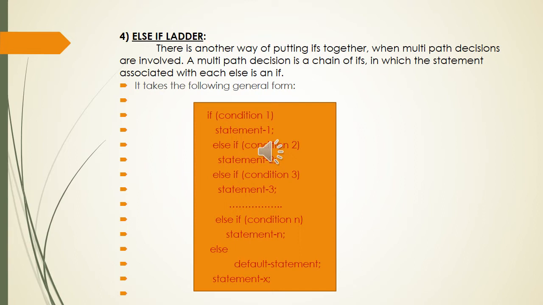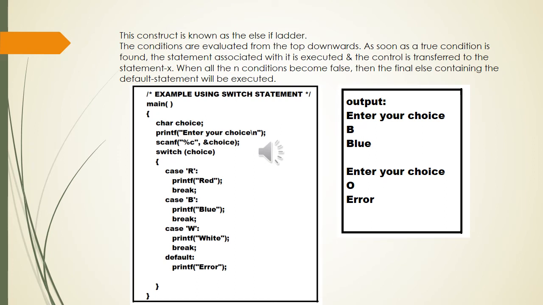If condition 1 is true, statement 1 will be executed. If condition 1 is false, it will come to the next line and check the else if condition 2. If condition 2 is true, statement 2 will be executed, and after each true condition, it will follow to statement X, you should remember. And if the condition matches condition 3, it will execute statement 3, and statement X will be executed. So this type of construct is known as the else if ladder.